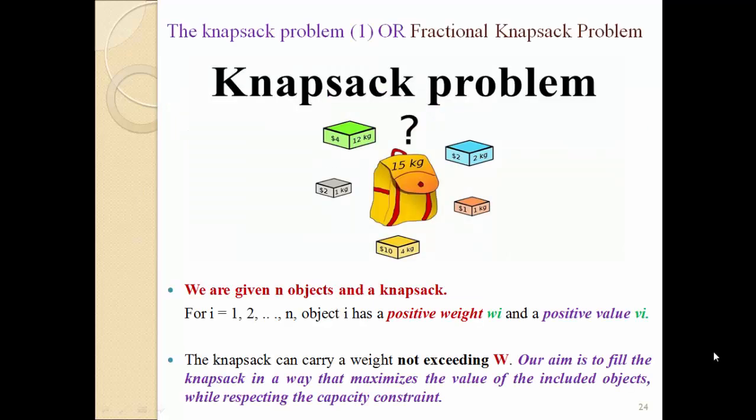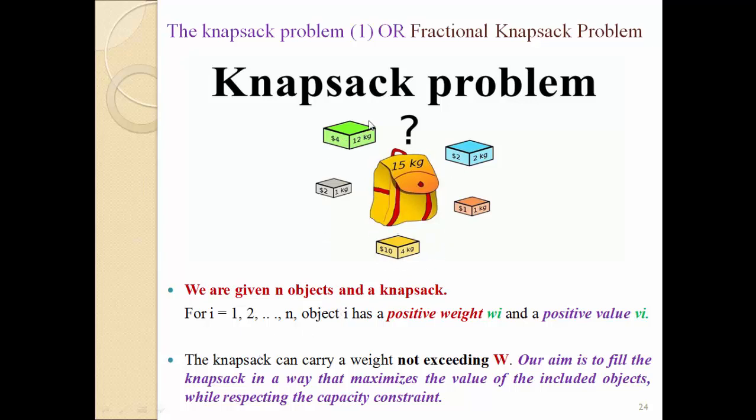First of all, try to understand what the knapsack problem is. As I said, this knapsack problem is also known as knapsack problem 1, or the fractional knapsack problem. So for example, we are given n objects and a knapsack. We have a number of objects, for example object 1, 2, 3, 4 and 5. Knapsack is nothing but one bag. So we have n number of objects and one knapsack.